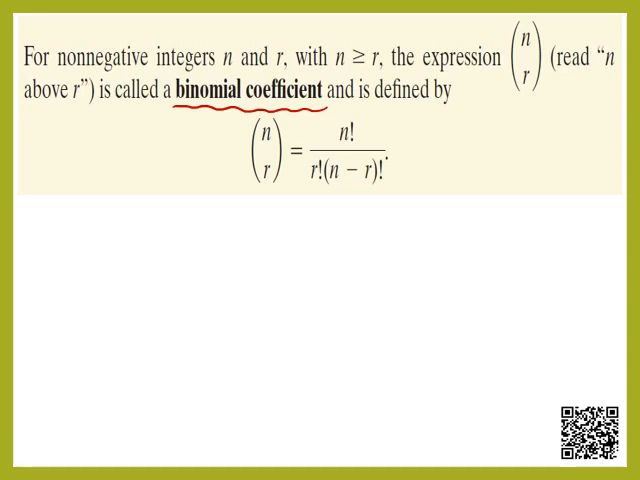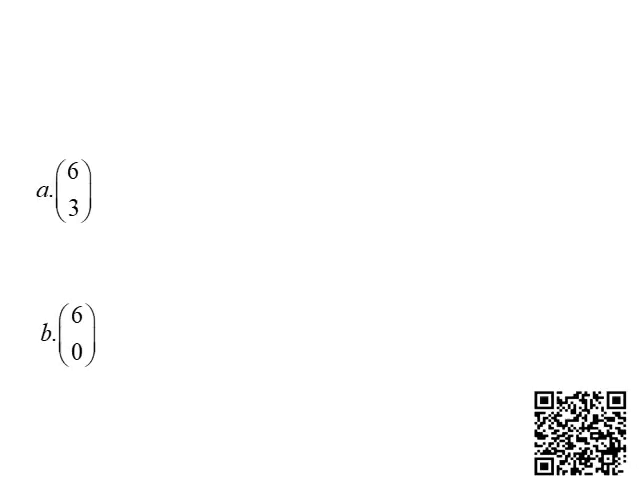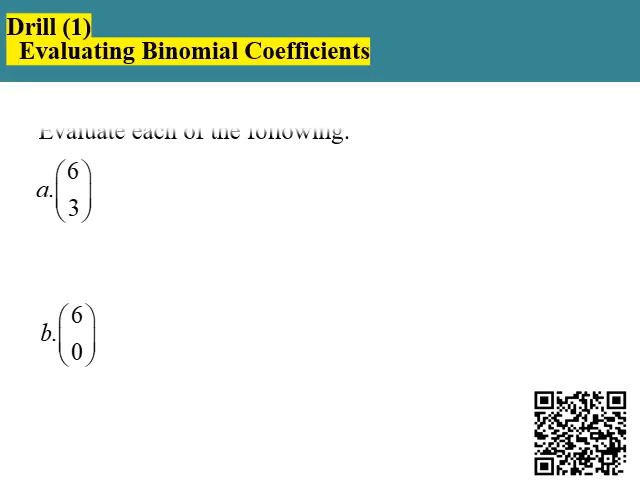As we can see, n above r, we read it as n above r is equal to n factorial divided by r factorial multiplied by (n minus r) factorial. Give you time if you want to write it down. Then, for example, 6 above 3, how we can evaluate each of the following. 6 above 3, without using calculator first, then I'm going to show you how to do it using calculator.